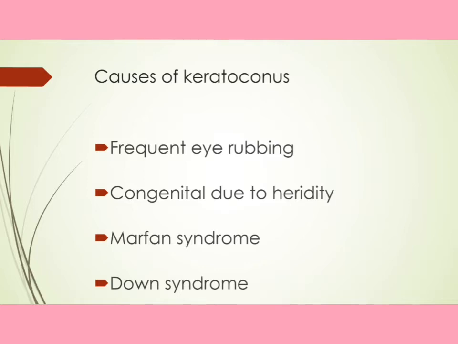Marfan syndrome. This Marfan syndrome is a connective tissue disorder where the connective tissue of the body gets weakened. In Marfan syndrome also the fibers of the cornea are weakened, ultimately leading to keratoconus. Now Down syndrome also, that is also known as a 21 chromosome disorder, where there is a mispairing of the chromosome in that particular number, which leads to several abnormalities in the body. So it can also lead to keratoconus.